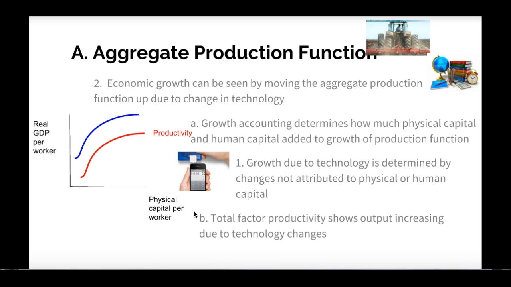And so for the most part, over the course of time, most of our economic growth, economists will argue, is a result of technological changes. Keep in mind that technological changes is more than just, for example, computers, okay? So this is the aggregate production function. This is the big thing that I wanted to talk about here. Let me know if you have any questions about it.